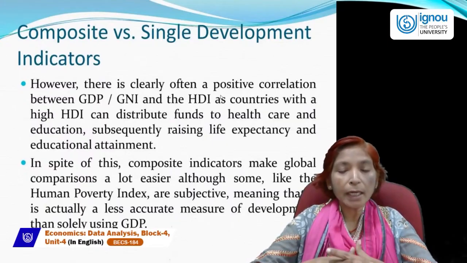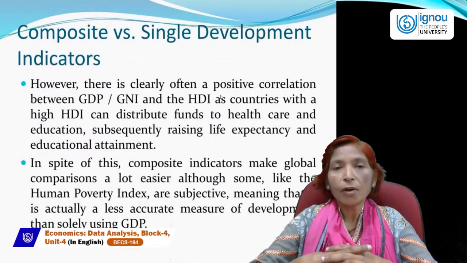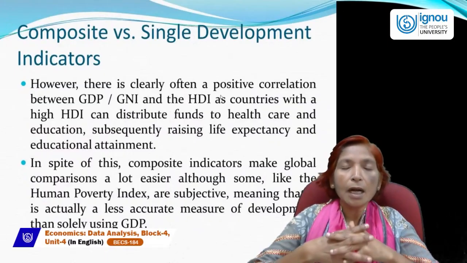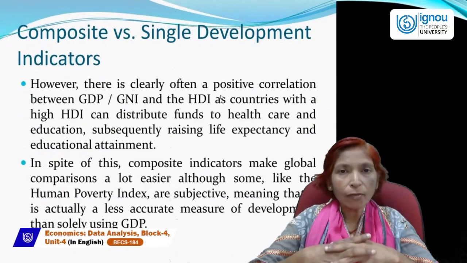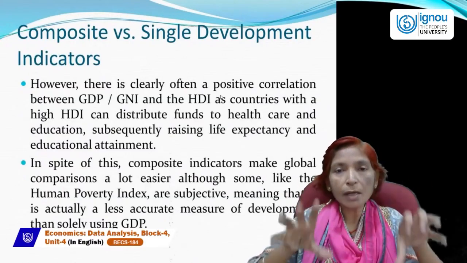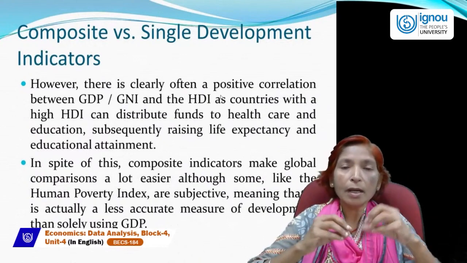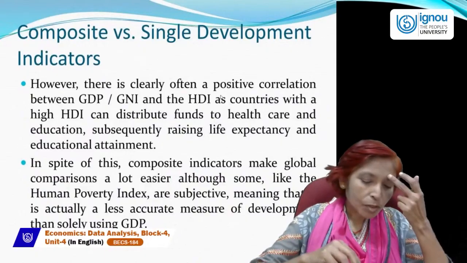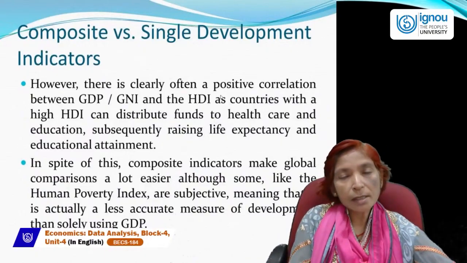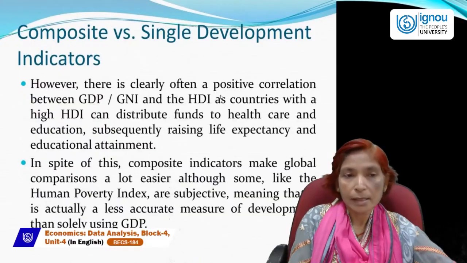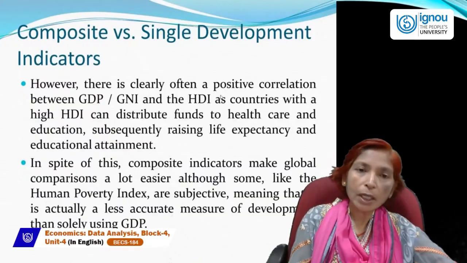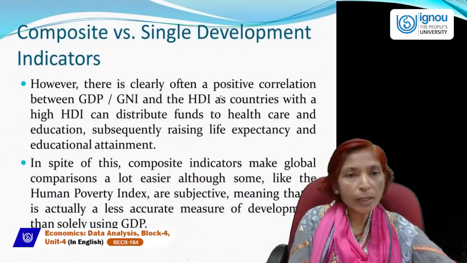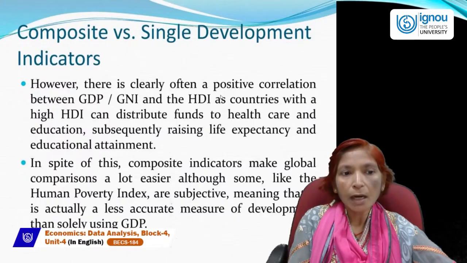But composite indicators help us for global comparison, or if we want to compare our economy with the rest of the world, and if we want to estimate whole world development, then we will use this composite development indicator. So a composite development indicator uses multi-dimensional things, but a single development indicator only uses a single item or single unit like GDP, GNI, or HDI as a country with a high HDI.